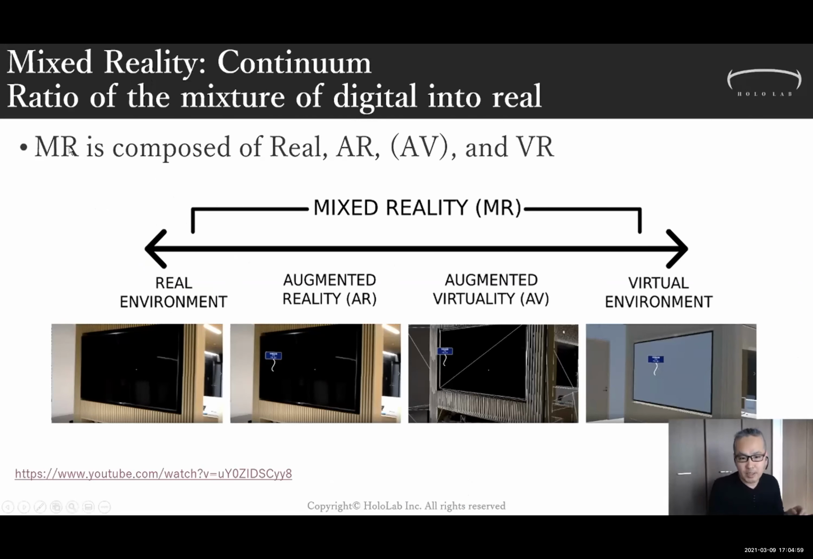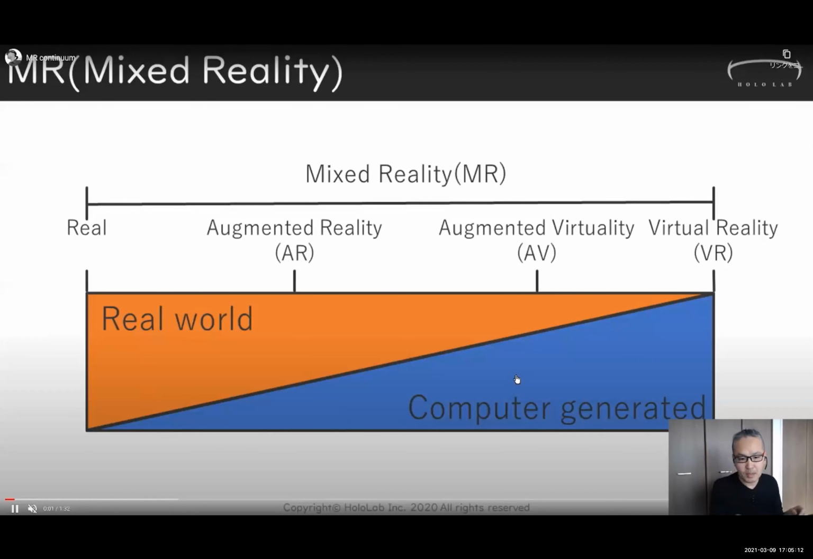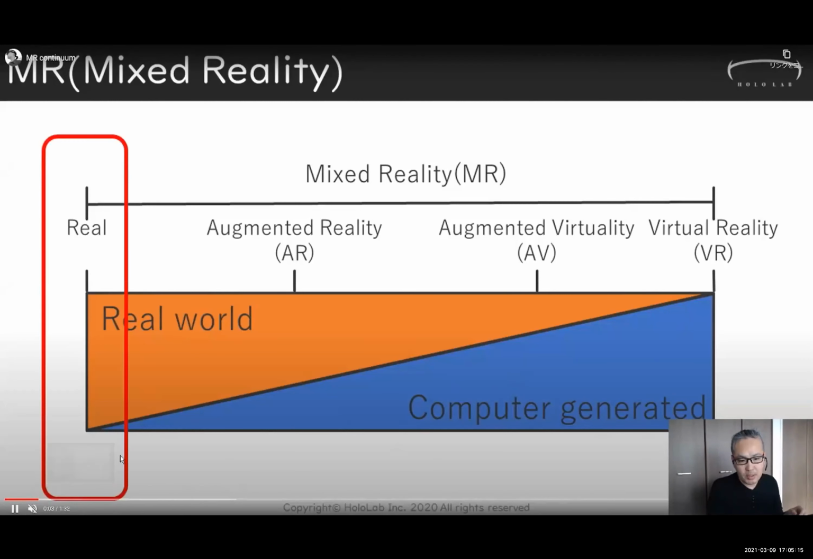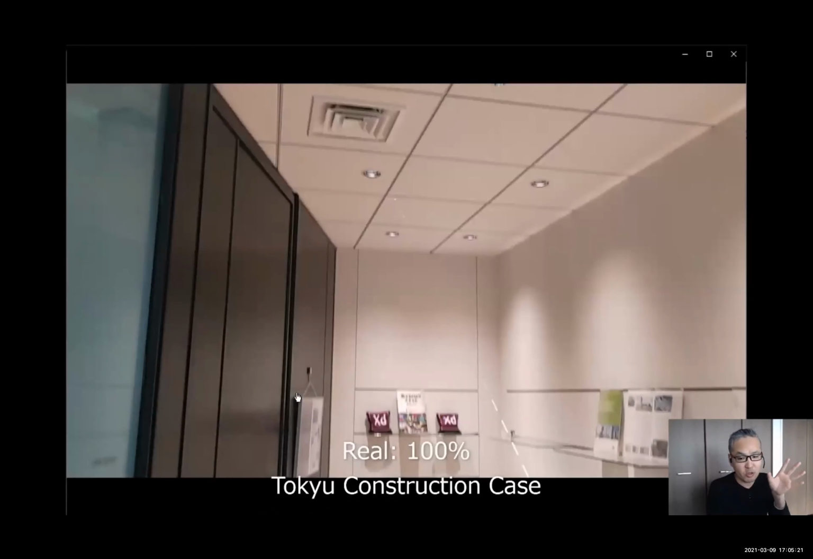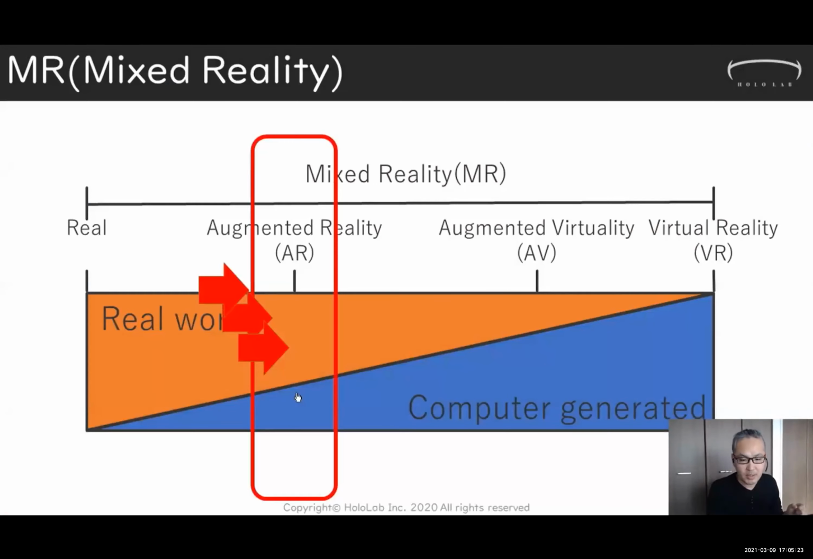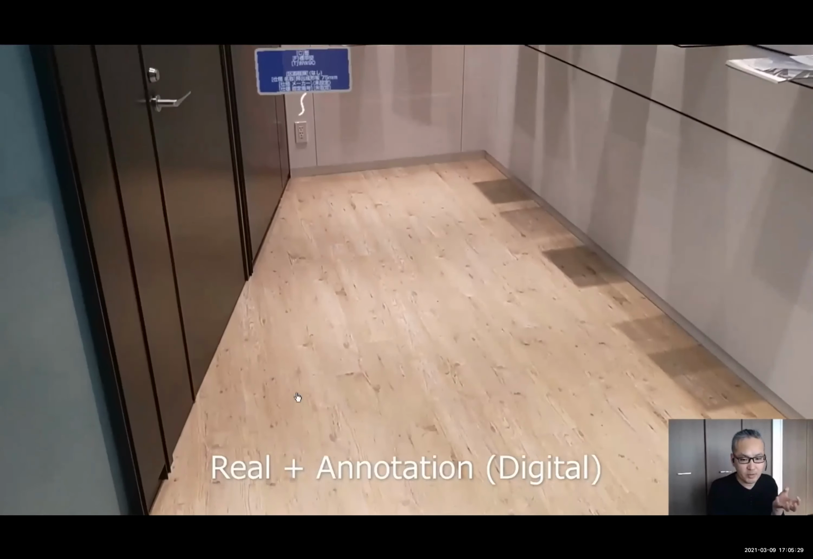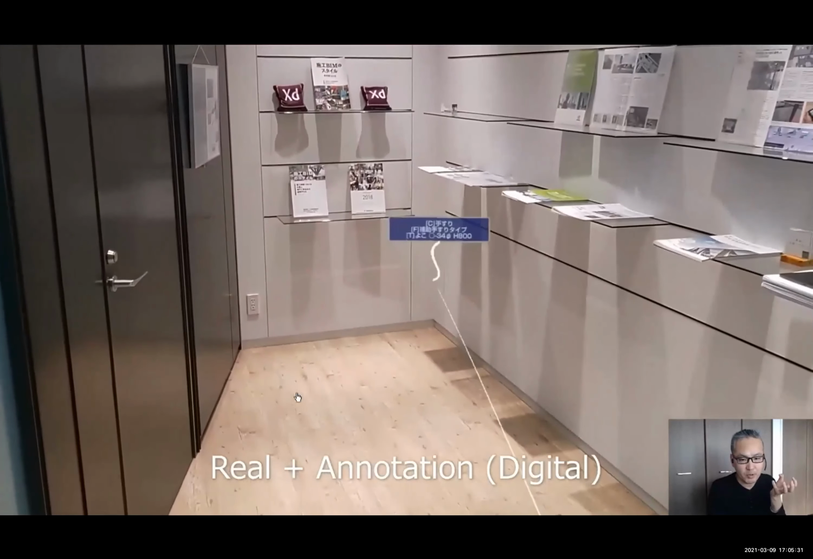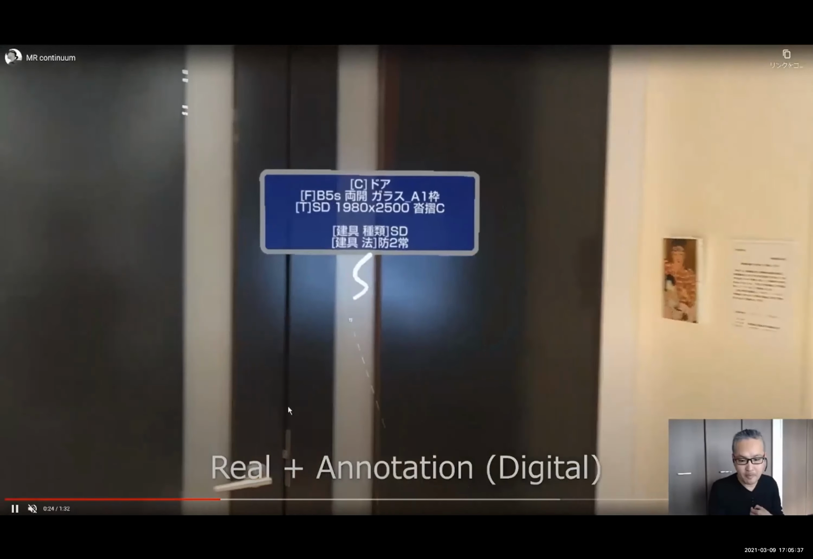Mixed reality is composed of the real and AR, augmented reality, and virtual reality, the virtual environment. So we can change the ratio of the mixture. Let me show you one video on it. First, the real environment, where we are living in the real. You can see the walls and the doors, and we can add a little bit more digital on it. If we put some annotation about the physical environment, this is said to be augmented reality, AR.